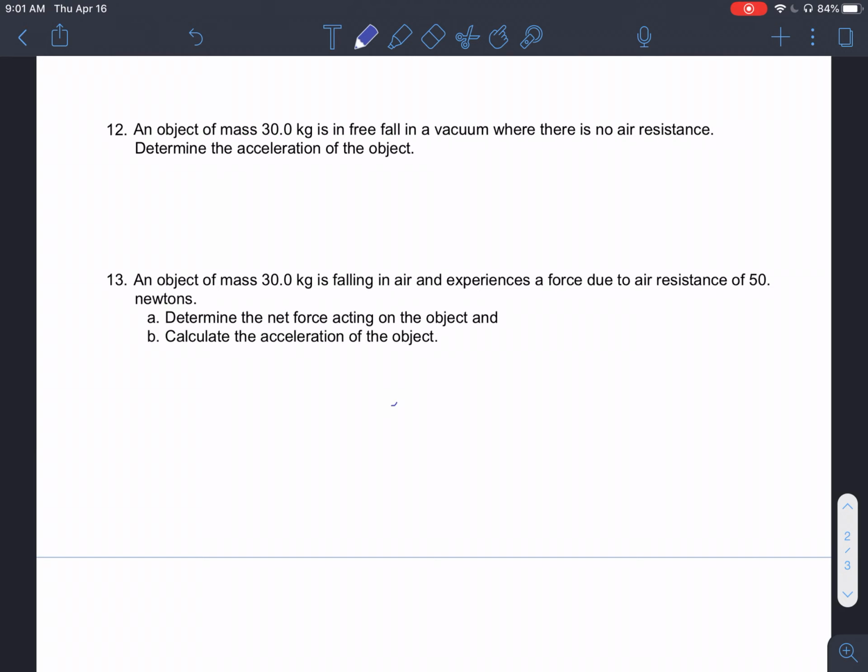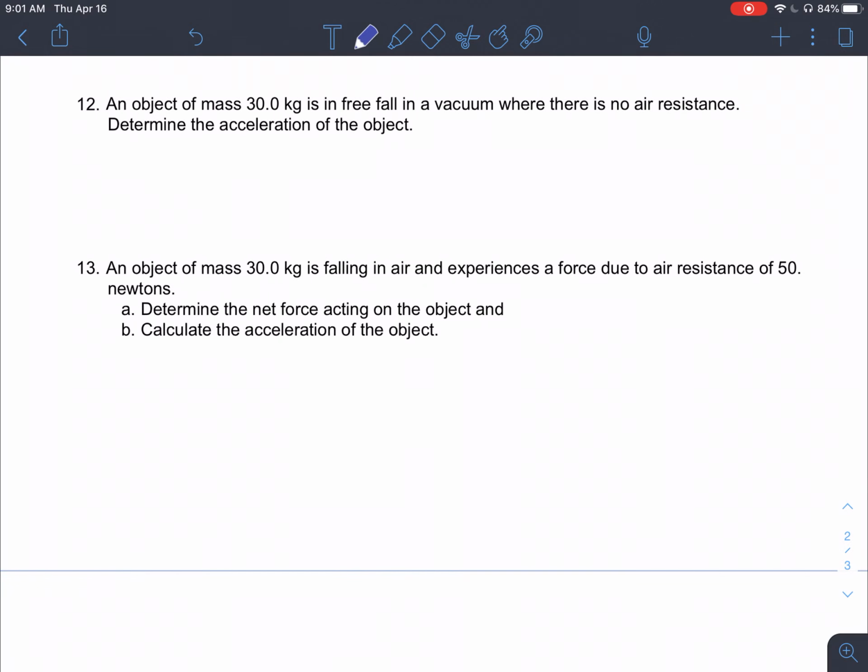All right, so number 12, an object of mass 30 kilograms is in free fall in a vacuum where there is no air resistance. Determine the acceleration of the object.